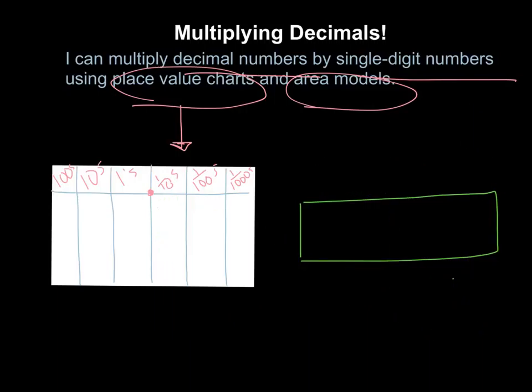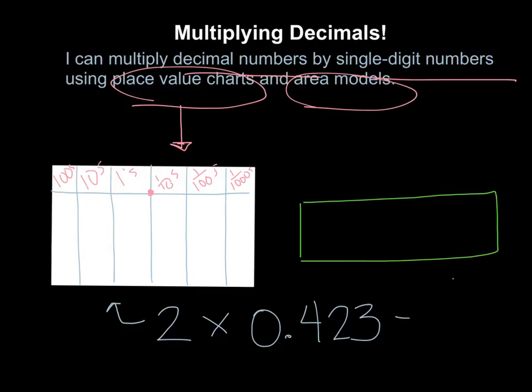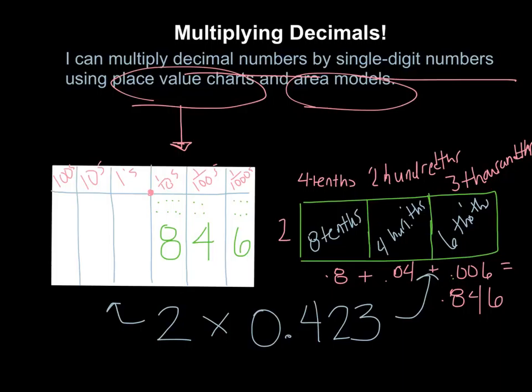Okay, so now I want you to try it on your own. I want you to do 2 times 423 thousandths, and I want you to show me on your place value chart and on your area model. Go ahead and compare this place value chart and area model to what you got when you tried it on your own.